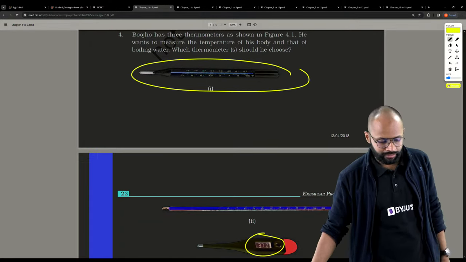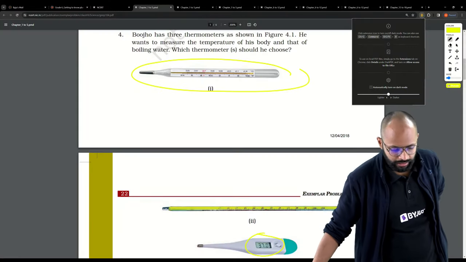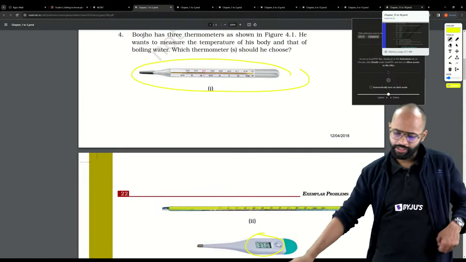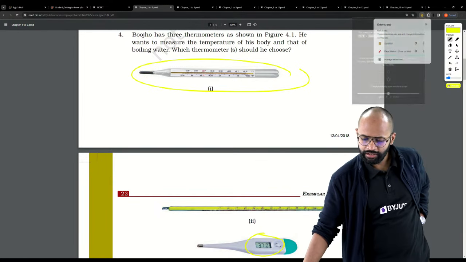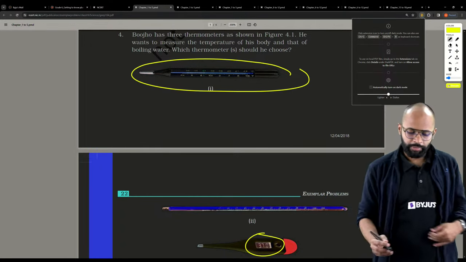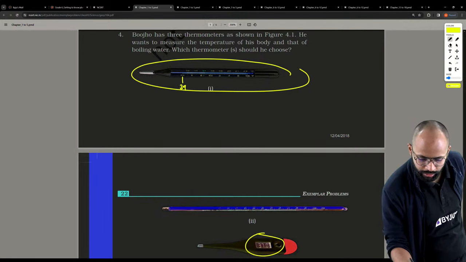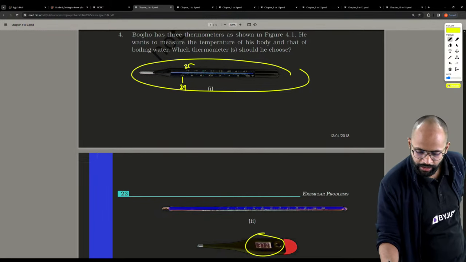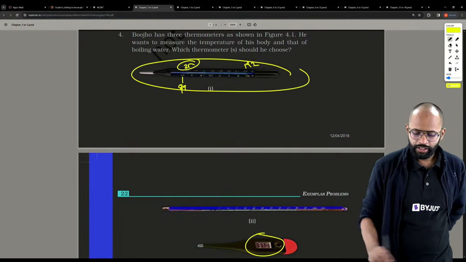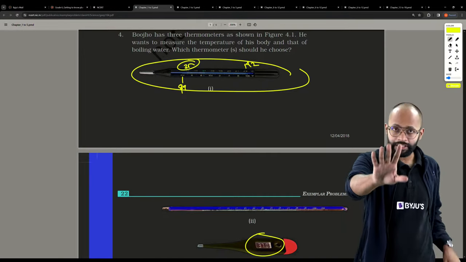You will say, sir, it's not visible properly. Okay, wait a second. Now, look at the range. This is going from 35 to 42 degrees Celsius. It's not 34, it's 94. This is a clinical thermometer, right?